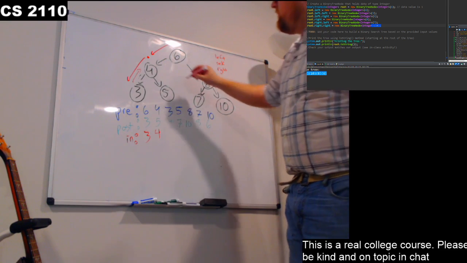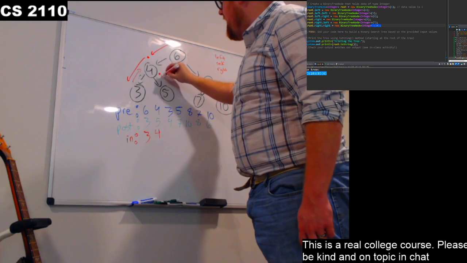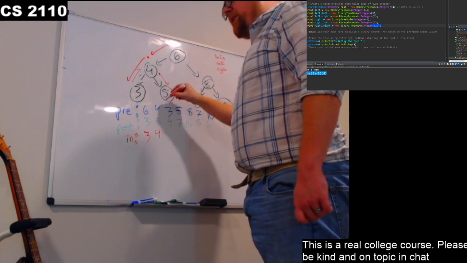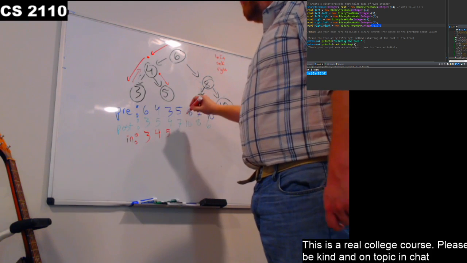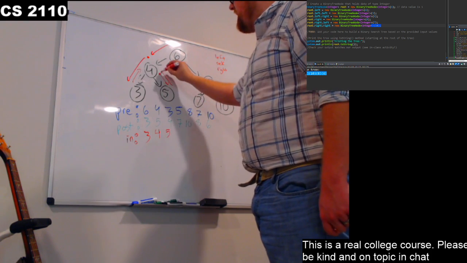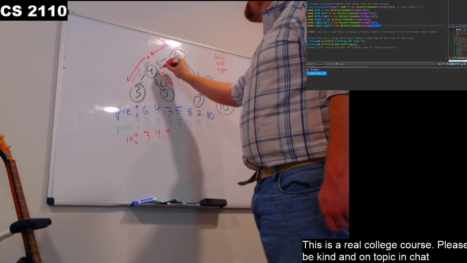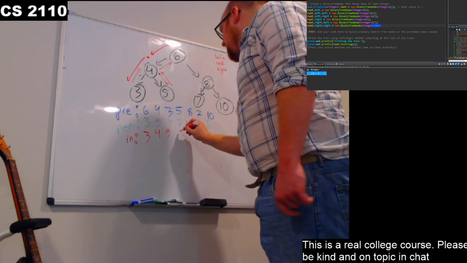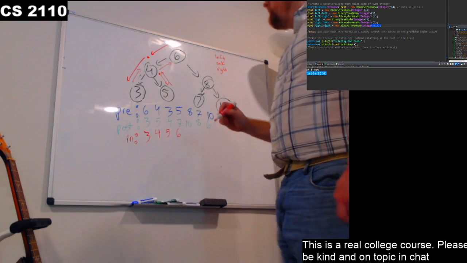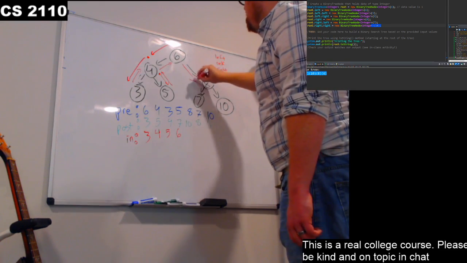Then from there, we go down the right side. 5 has no left child, so we visit 5. 5 has no right child. We recurse back up. Now we come back up to 6, and because we're done with the left side, we now go ahead and visit 6. We then recurse down the right.